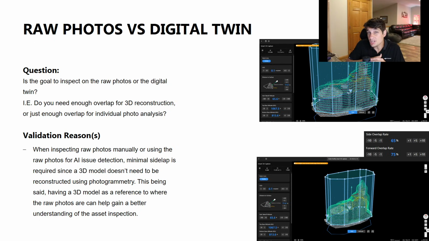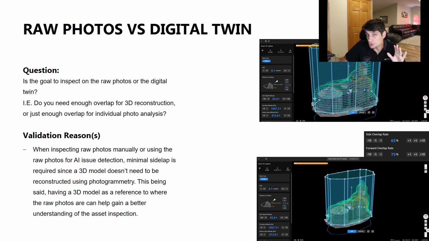This is the main underlying question: Do you need enough overlap for 3D reconstruction, or just enough overlap for individual photo analysis? If the main goal is to get a photo of every single side of the asset and then go through and analyze those raw photos, you can do that with significantly less side lap and front lap, or general overlap, of the asset.